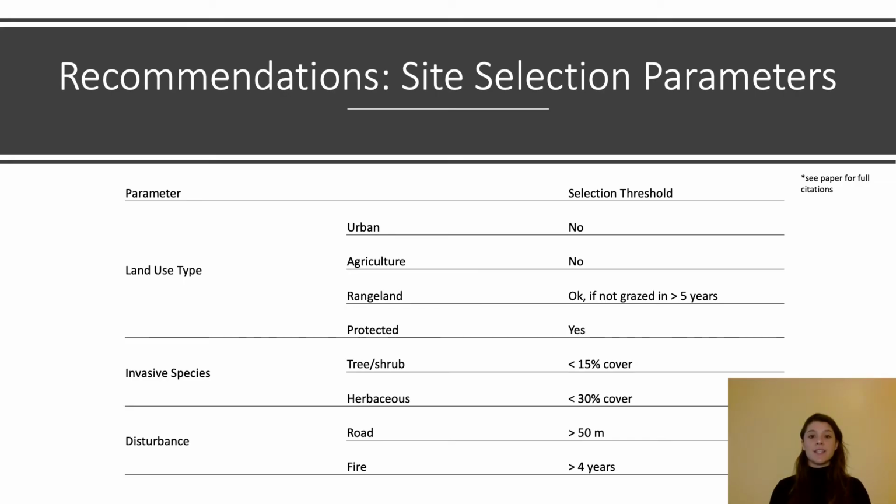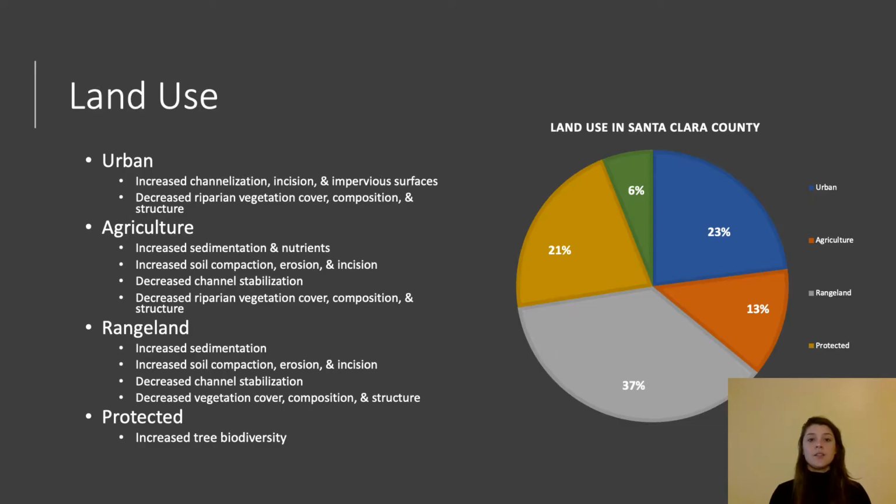Using the mentioned data sets for land use, invasive species, roads, and fire, I recommend assigning the following thresholds and buffer distances. For land use, I do not recommend using riparian ecosystems classified as urban or agriculture because of the significant impact on riparian vegetation cover and composition, hydrology, and geomorphology.